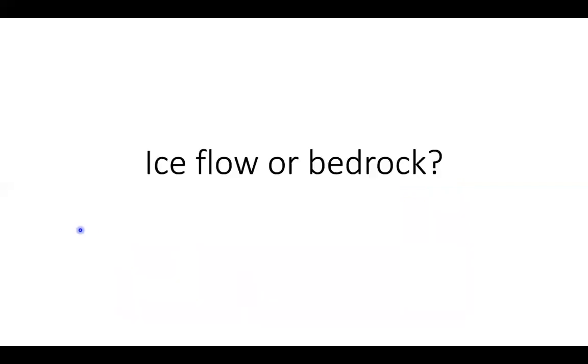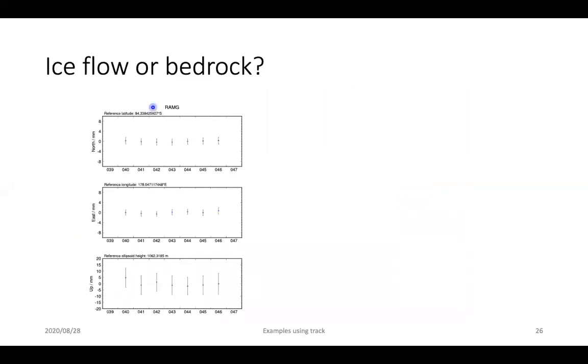So the first question we have to ask ourselves is, are we looking at a site that we want to use as reference on ice flow or bedrock? Ideally, we want our reference site to be fixed with a well-known coordinate. So here's a candidate site. This is the time series for 1 week that I processed. As you can see, nice repeatability here, very consistent results from day to day, RAMG. And so the question is, is this ice flow or bedrock?